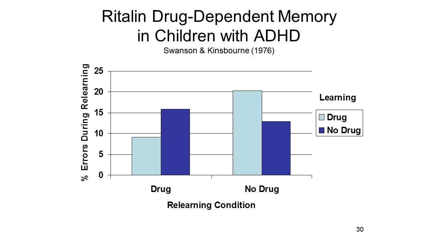So memory depended on the match between the drug state of the child at the time of learning and the drug state of the child at the time of test.